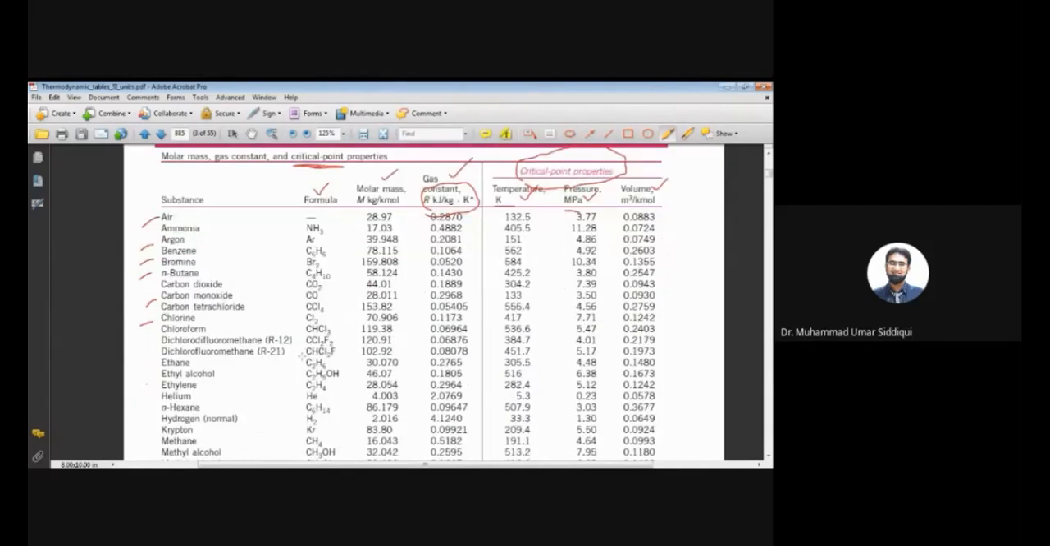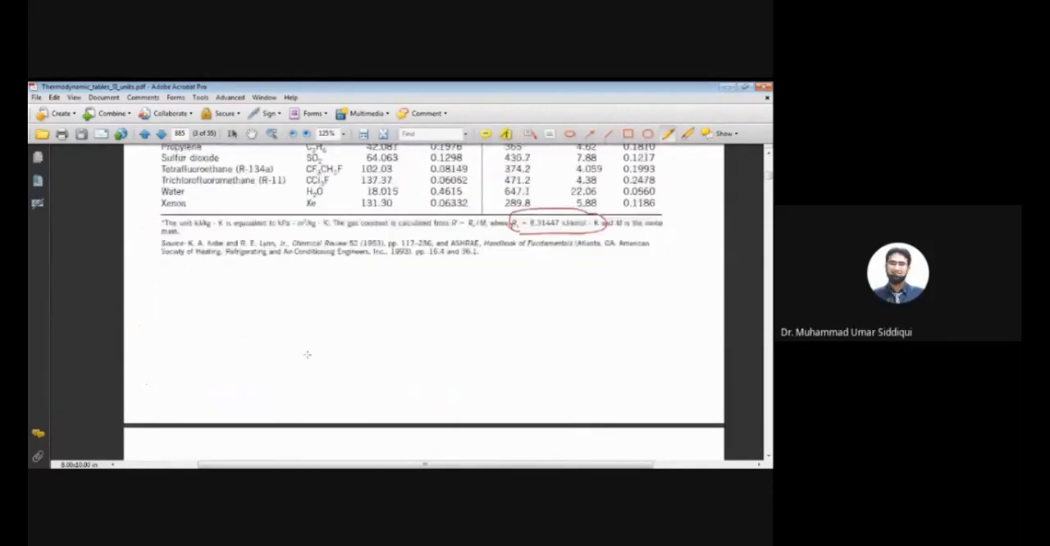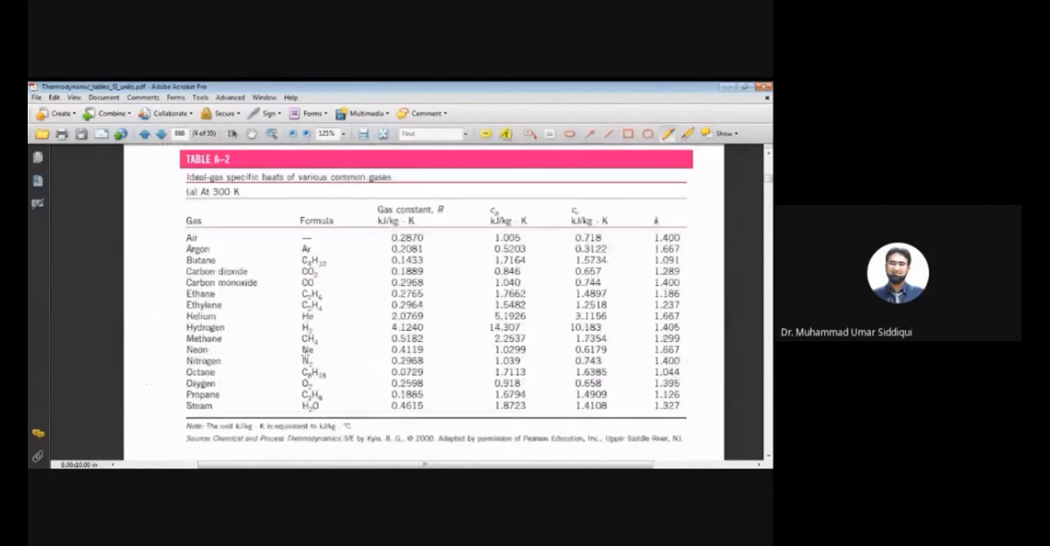Okay, everything is clear so far? Yes, sir. Okay, then we move towards table A2. In table A2, we have the gas properties. You see all these gases, their formulas are given.